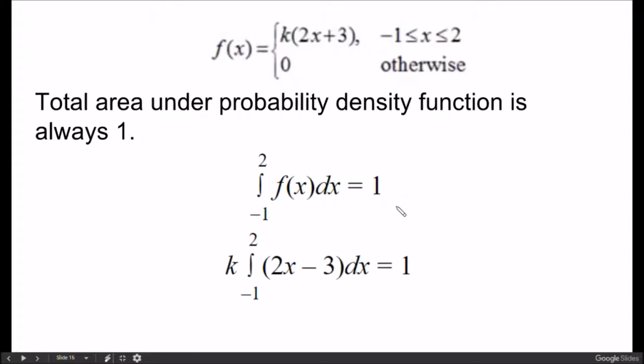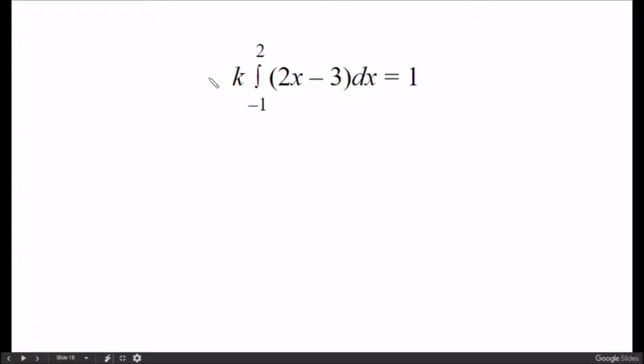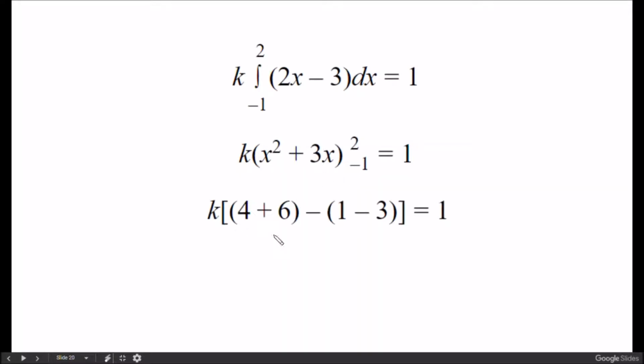Okay, so we're going to plug the function in. So the integral from -1 to 2 of k times 2x plus 3 dx is equal to 1. And then we're going to find the antiderivative, and plug that in from -1 to 2. So there we are. If we solve that, we get 12k equals 1, and therefore k is equal to 1 over 12.